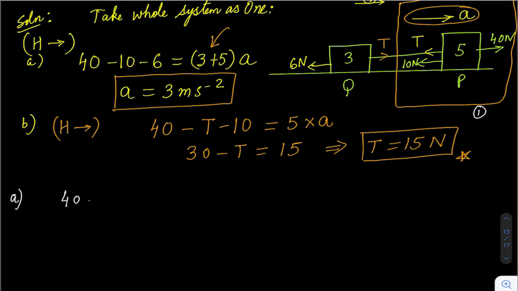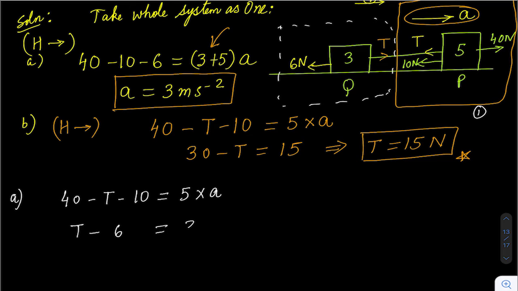What are the forces acting on it? 40 minus T minus 10 is equal to its mass into acceleration. Net force is equal to mass into acceleration. Now let's consider particle Q only. What is happening to Q? There is a force of tension T in the right direction. So T minus 6, 6 is in the opposite direction. We have taken the right direction as positive, is equal to 3 into A.